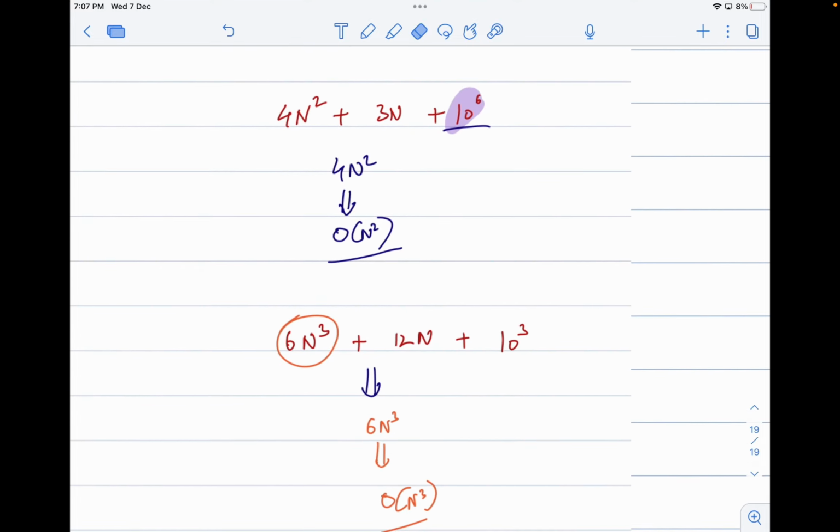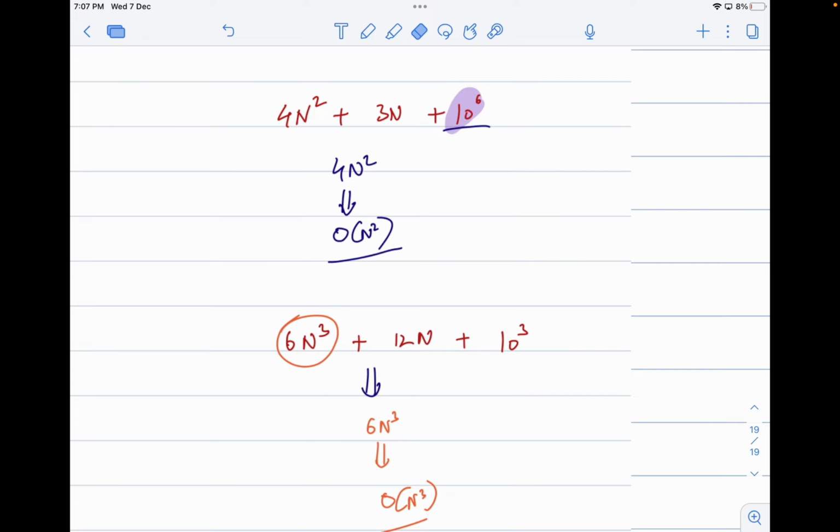4n square plus 3n plus 10 raised to 6. Now see here, what will be the time complexity? This is a constant coefficient, meaning whatever operations happen, it will take only the constant 10 raised to 6. So you can't say that this is the highest term. N will be a varying number; one time it will be 2, 10, whatever. So the highest term for this expression is what?